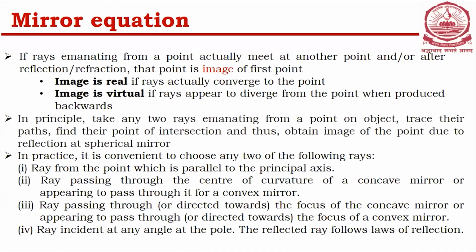And then a ray incident at any angle at the pole. Whatever ray you consider, all these three or four rays should obey the law of reflection. You should not forget that, because only then will you understand the path of the ray. So with this idea, we will look into that.